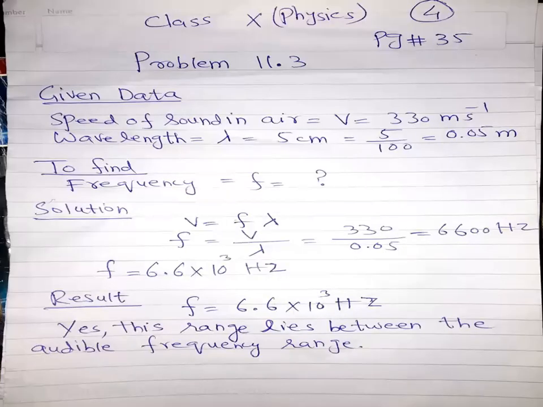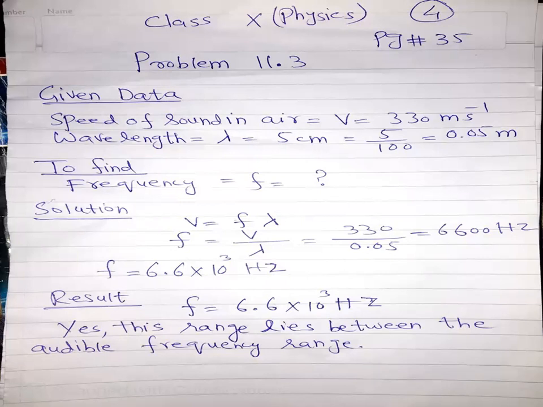Now I'm heading towards problem 11.3. I read the numerical statement for you first. At a particular temperature, the speed of sound in air is 330 meter per second. If the wavelength of a note is 5 centimeter, calculate the frequency of the sound wave. Is this frequency in the audible range of the human ears?